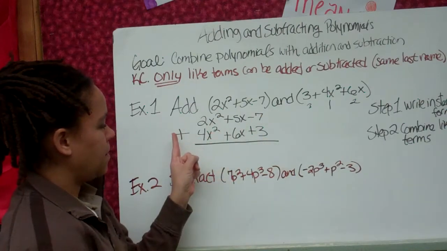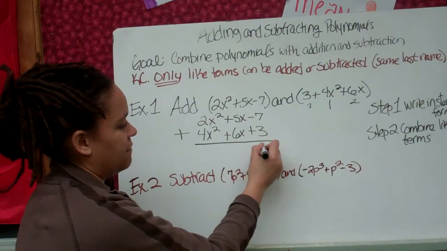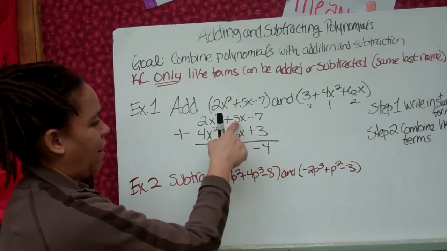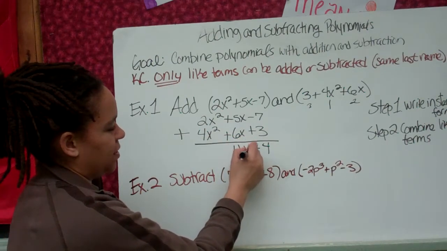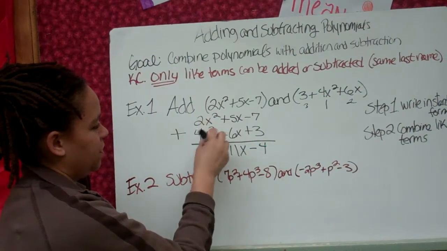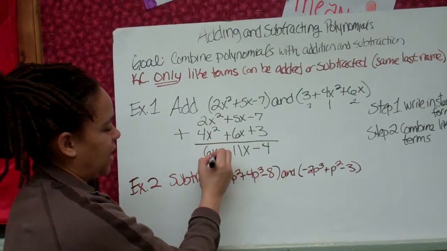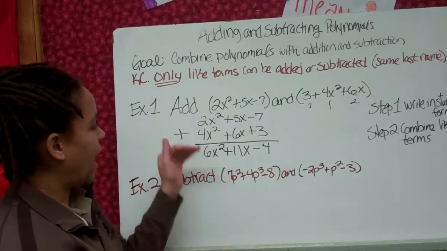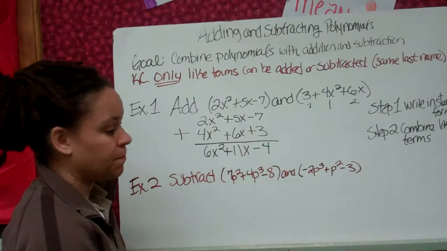Negative 7 plus 3 is going to be negative 4. Then we have 5x plus 6x, so we're going to have 11x. And then we're going to have 2x squared plus 4x squared. So we're going to have 6x squared. So when we add these, we end up with 6x squared plus 11x minus 4.